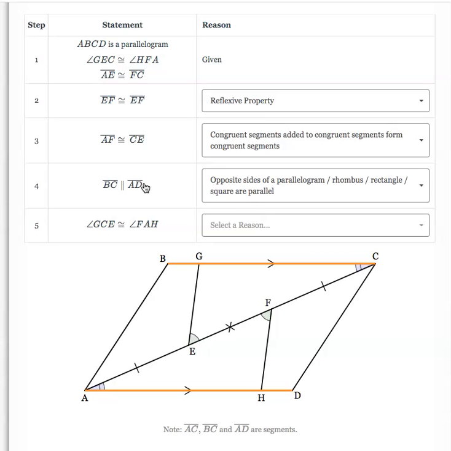Next, BC is parallel to AD. Our first statement says we have a parallelogram. We know that opposite sides of a parallelogram will be parallel to each other.